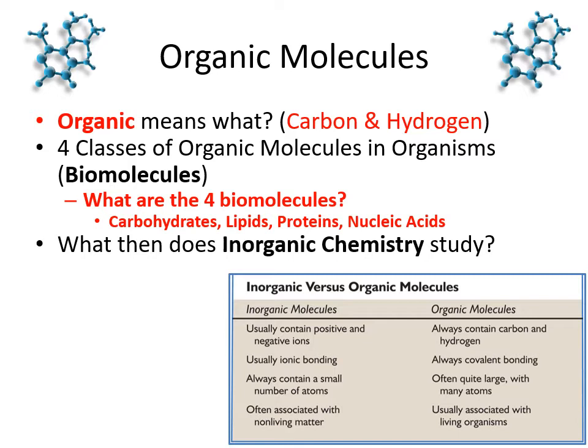Now, just like we just said in terms of organic chemistry being the study of things containing carbon and hydrogen, which are living things, inorganic chemistry is then the opposite of that. Inorganic chemistry is the study of the non-living world, which are the molecules that do not contain both carbon and hydrogen. Okay, so for organic, think of living and carbon and hydrogen, and inorganic, think of non-living.